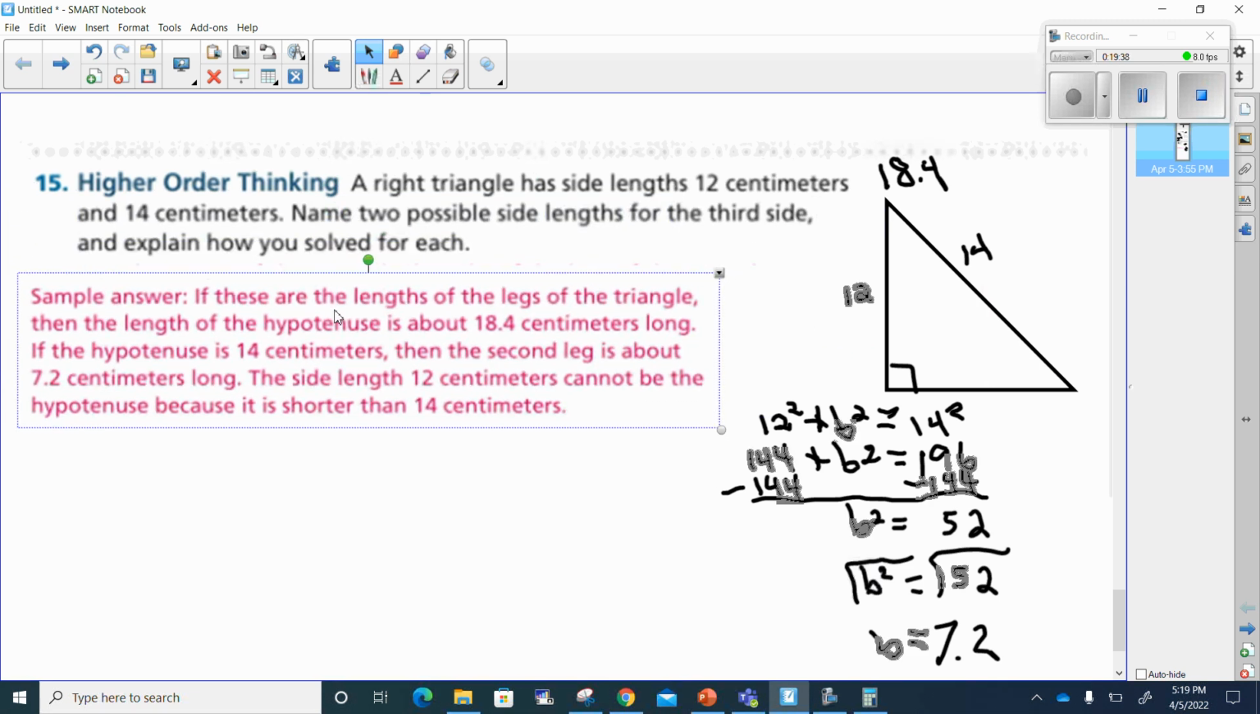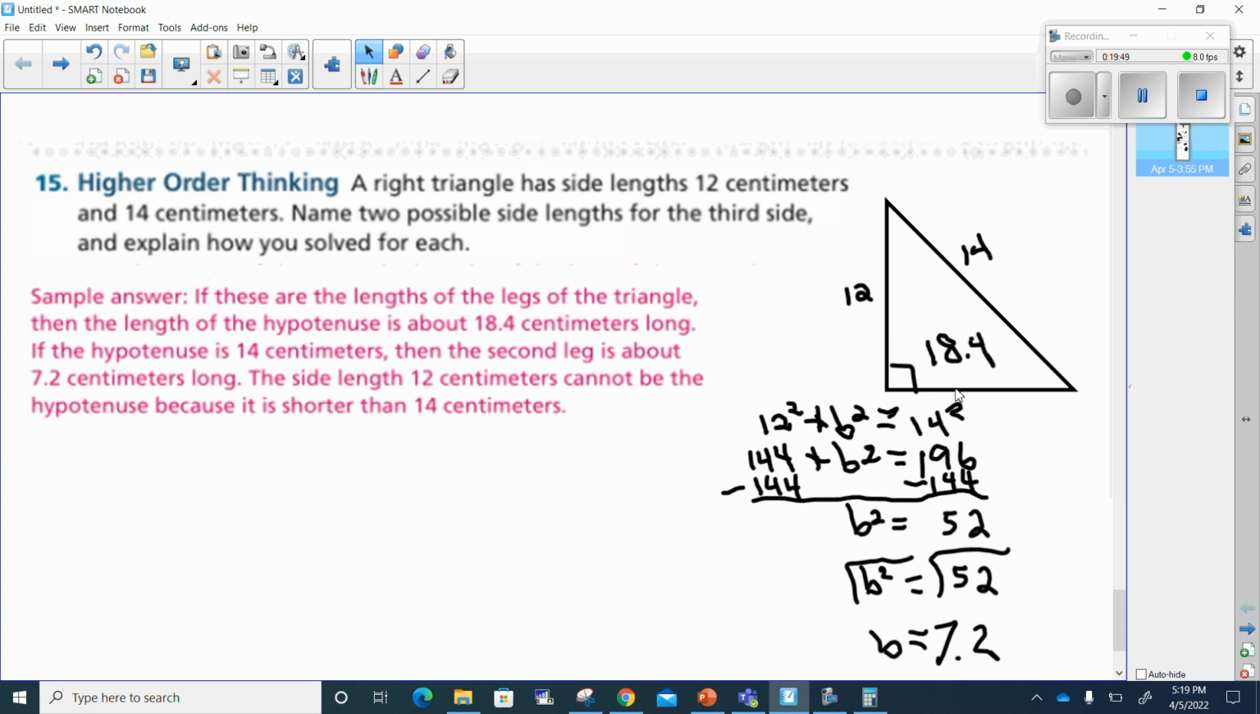So if these are the lengths of the legs of the triangle, then the length of the hypotenuse is about 18.4, right? If this was 12 and 14 down here, then it would be 18.4, just like we said. And if 14 was the hypotenuse, then it would be 7.2. Look at that right there. 7.2 was the other one. So we found both of them.